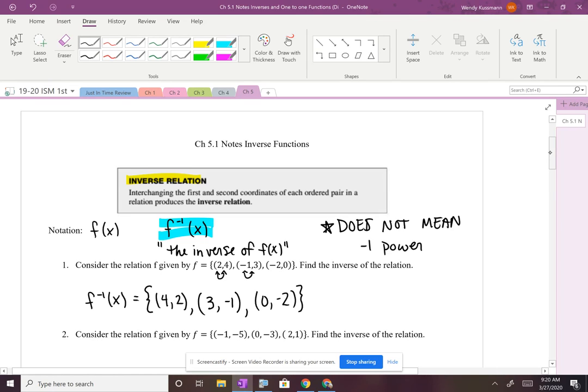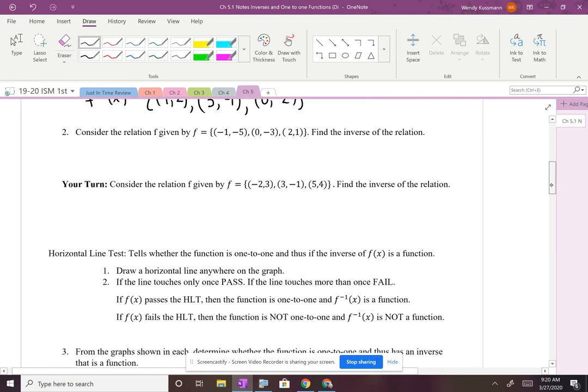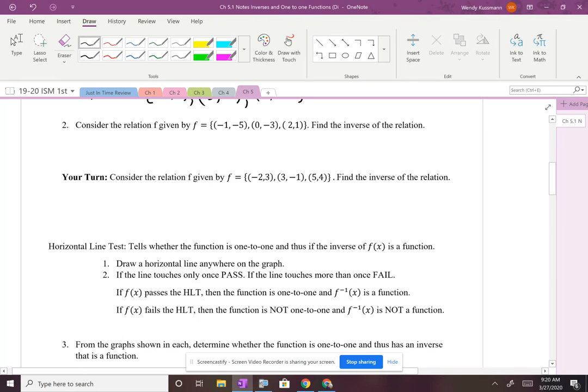So I'm going to do one more example, and then you're going to try one on your own. Consider the relation f given by these sets of ordered pairs. Find the inverse of the relation. Here, f inverse of x is equal to the set of ordered pairs with x's and y's flipped. So I'm going to flip the first one, giving you negative 5, negative 1, flip the second one, negative 3, 0, flip the third one, 1, 2. And make sure you close your curly brace. There's my inverse relation. That's it.